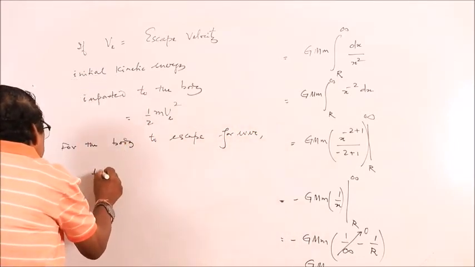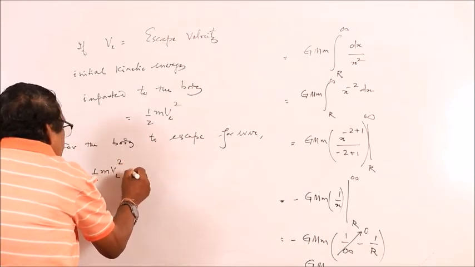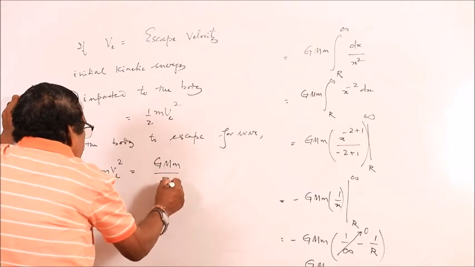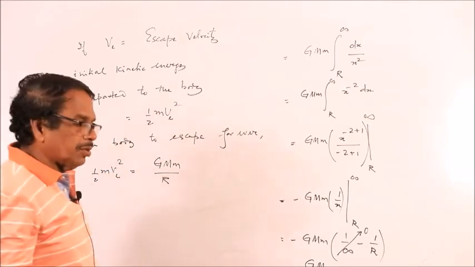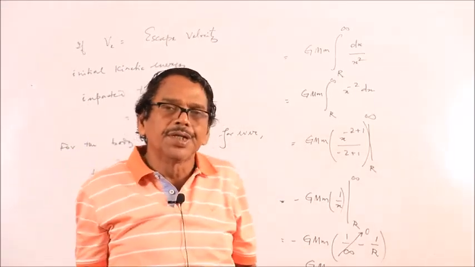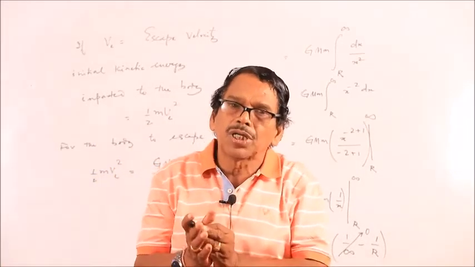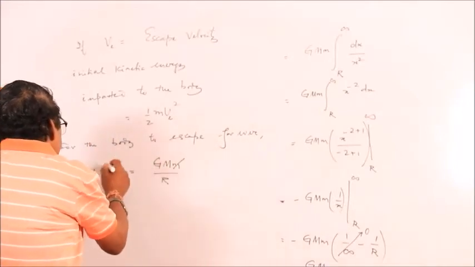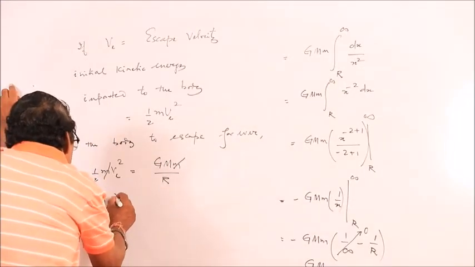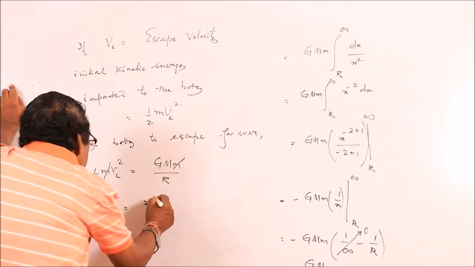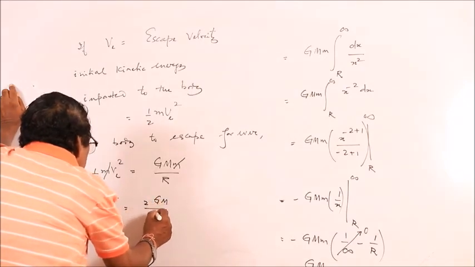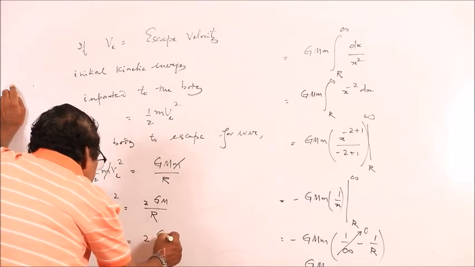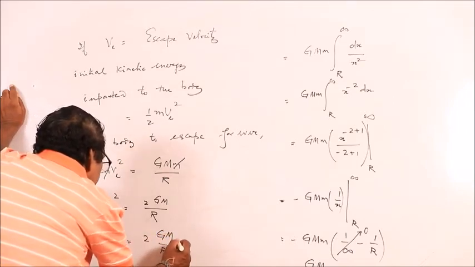half m v square must equal what? G capital M small m by r. Half m v square is equal to G capital M small m by r. If this condition is satisfied, the body can go up to infinity. The small m cancels. V square is how much? 2GM by r. V square is equal to 2GM by r square into r.